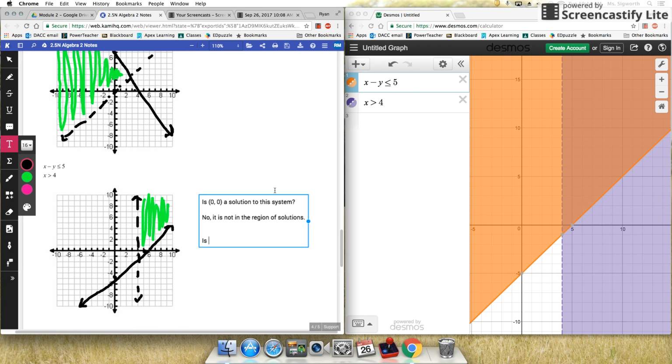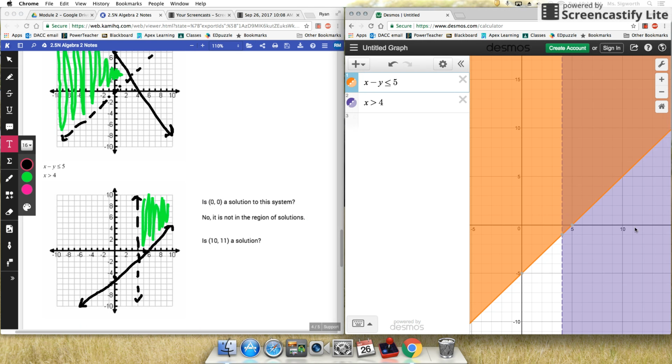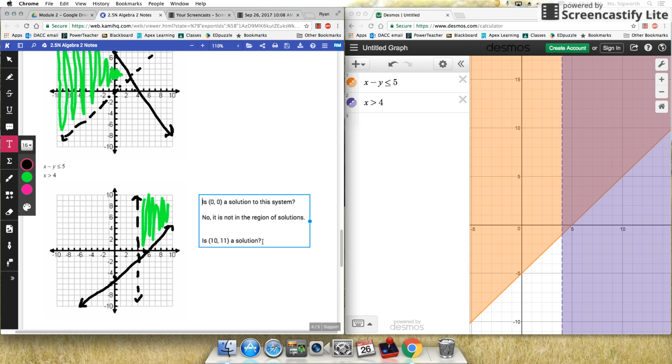And if I ask you, is (10, 11) a solution? You would look to the graph and say, well, if I go over 10, I go up 11, that's definitely within this green region. It might be easier to see over on the right. If I go over 10 and up 11, this lies right in that region. So you would say, yes, it is in a region of solutions.